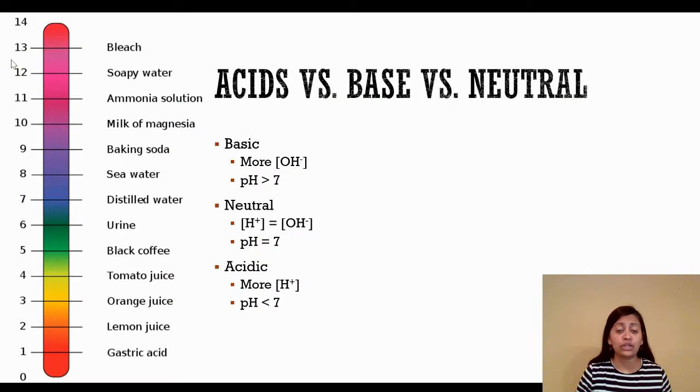First, we need to look back at acids and bases and what that means. If a solution is basic, it has more hydroxide ions, and its pH is going to be greater than 7. If it's acidic, it has more hydronium ions or hydrogen ions, and its pH is going to be less than 7. If it's neutral, when you have the same amount of hydrogen ions and hydroxide ions, you end up with water, which is a pH of 7.